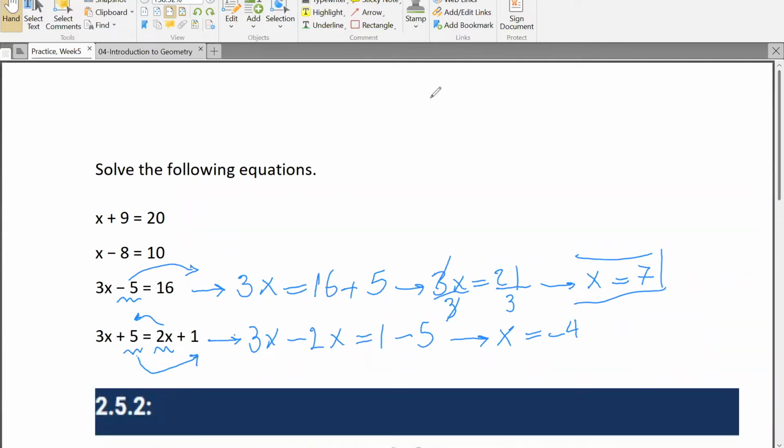Hopefully you would have no problem with 1 minus 5, but if you think of it as a number line, you say 1 and then -5. Whenever you're dealing with minus, you go to the left. So you start at 1 and then you go -5. It means you go to the left. So 1, 2, 3, 4, 5. So it is -1, -2, -3, and -4. That's why we ended up with x as -4, and that's the final answer.